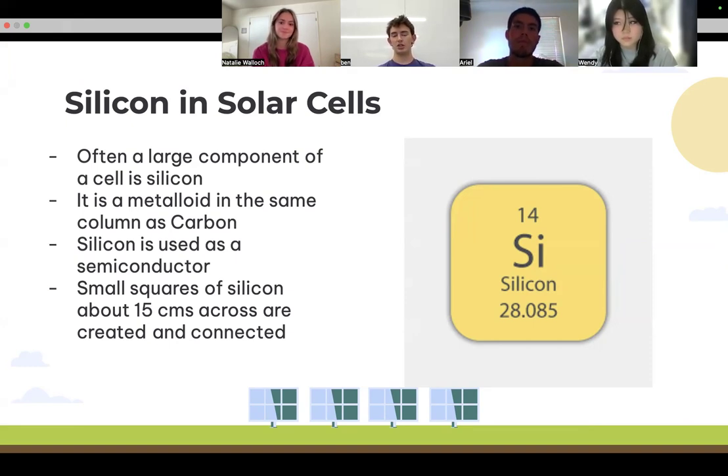And they use basically small squares of silicon. They're about 15 centimeters in diameter. I guess it's not really diameter, but across. And these are then created and spaced across the cell and all connected together.